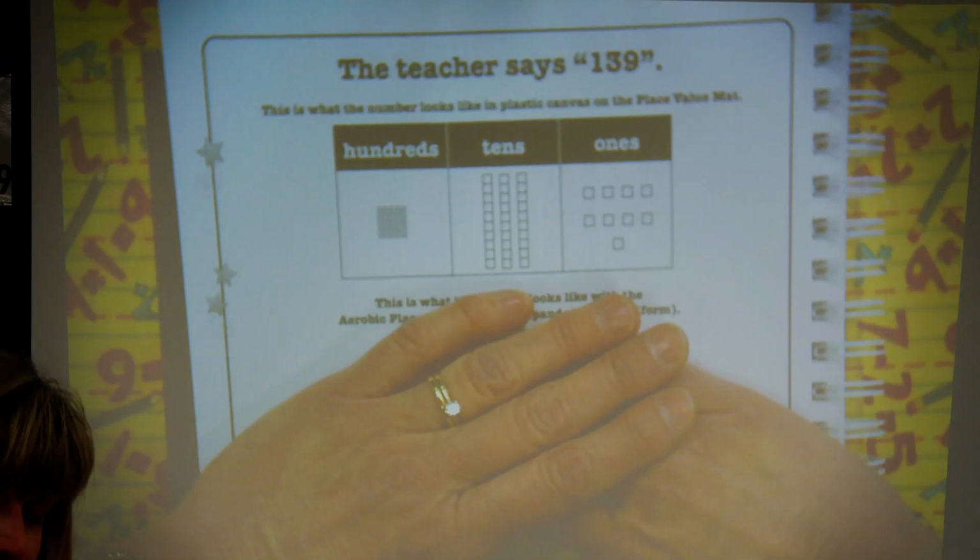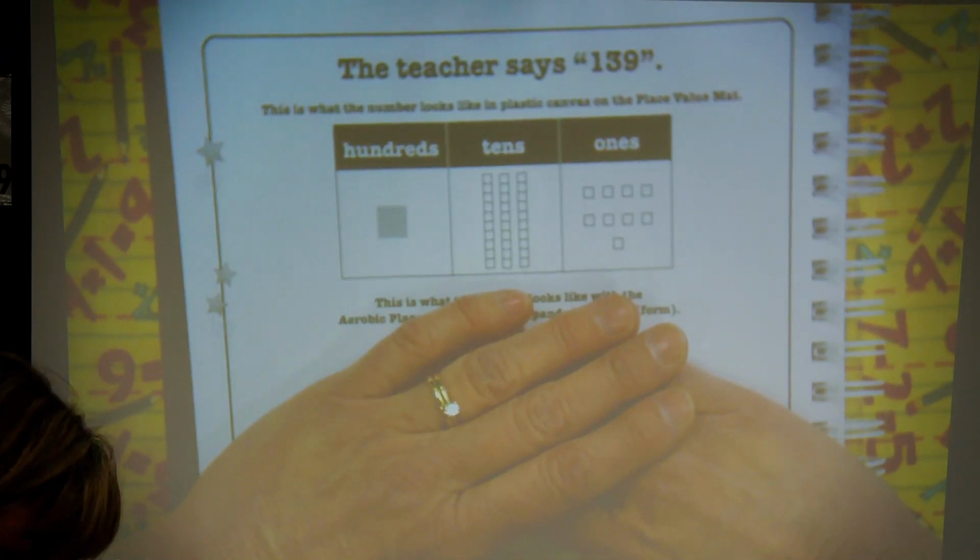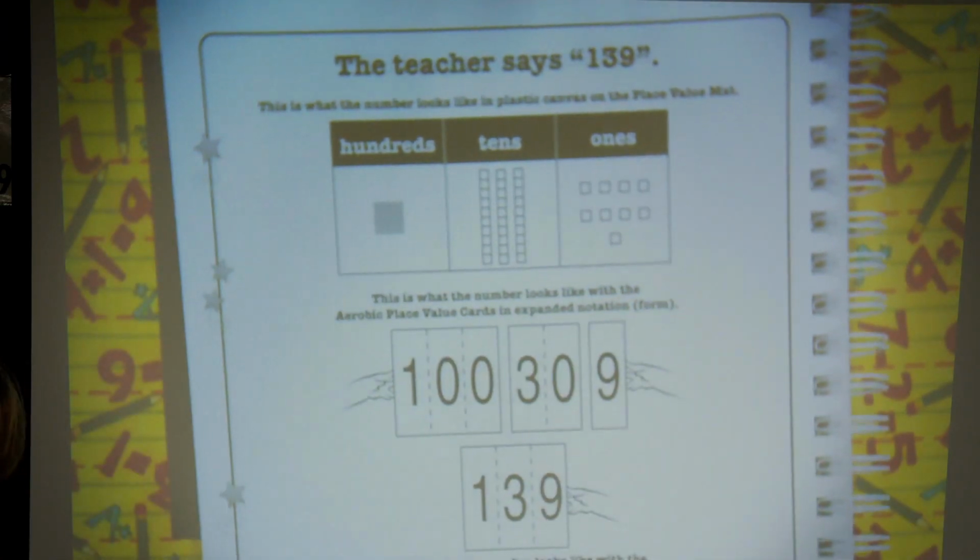So the students are constantly making a number assessment. How many ones, how many tens, how many hundreds. And I don't always make them in the same uniform pattern.